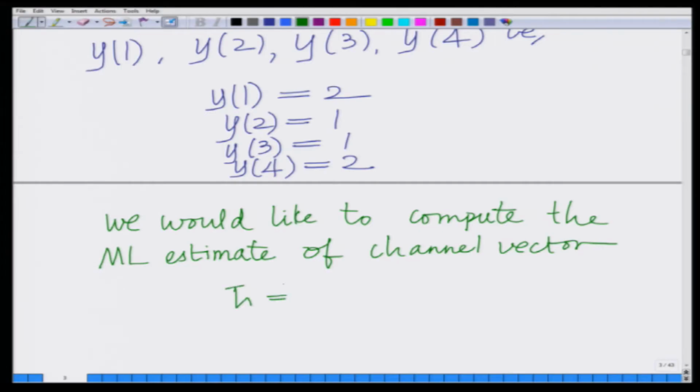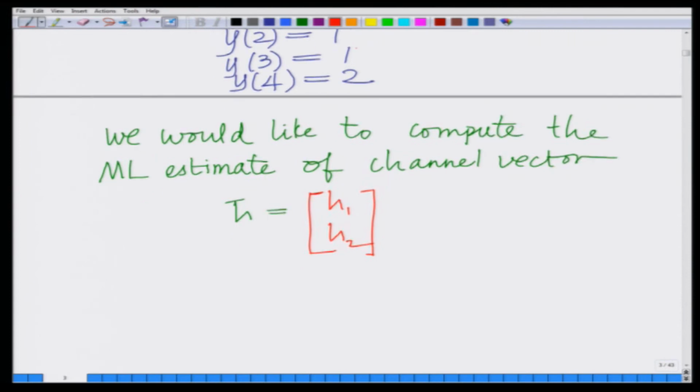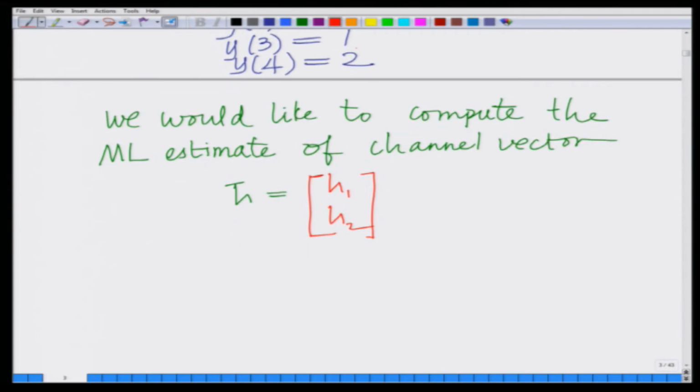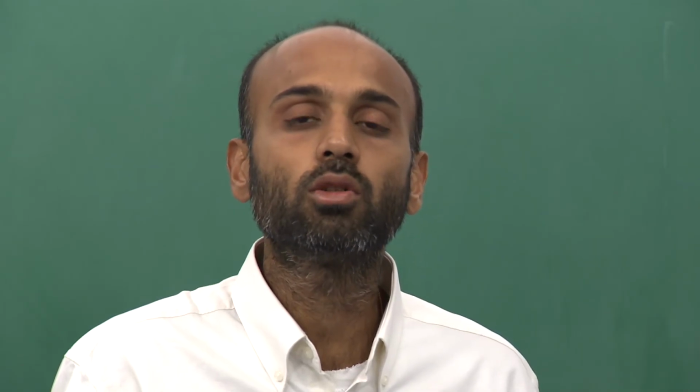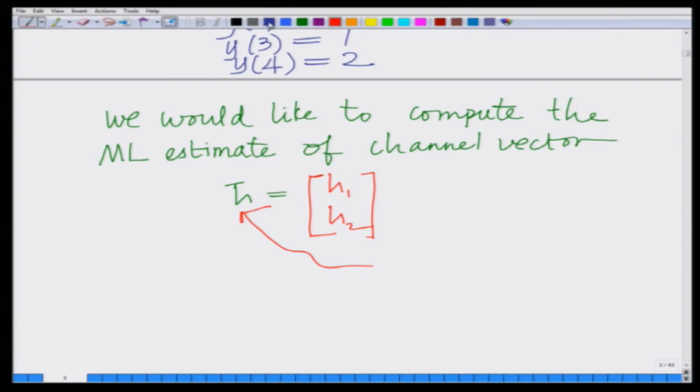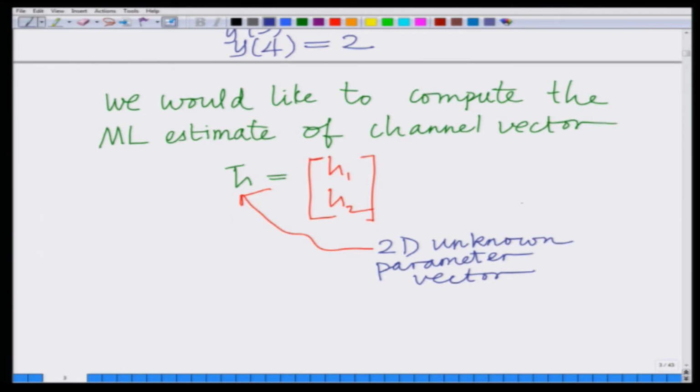Remember, the channel vector is nothing but basically the vector of the 2 multi antenna channel coefficients H1, H2. So, we would like to basically estimate the channel vector H bar, which consists of these multi antenna channel coefficients H1, H2. So, it is a 2-dimensional vector. So, it is basically a 2-dimensional channel vector or also basically a 2-dimensional unknown parameter vector. This is a 2D unknown parameter vector.